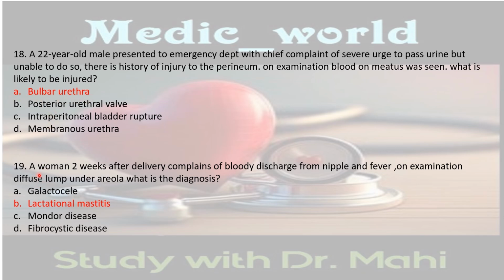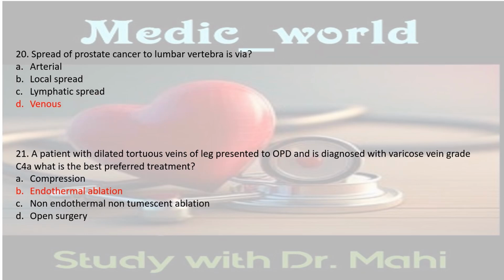Next question. A woman 2 weeks after delivery complains of bloody discharge from the nipple and fever. On examination, a diffuse lump under the areola is found. What is the diagnosis? Here the diagnosis is lactational mastitis. Now, the next question. Spread of prostate cancer to lumbar vertebra is via. The answer here is venous plexus.